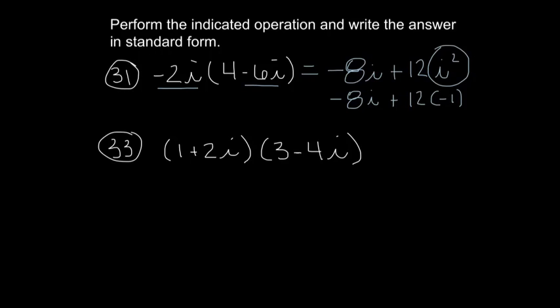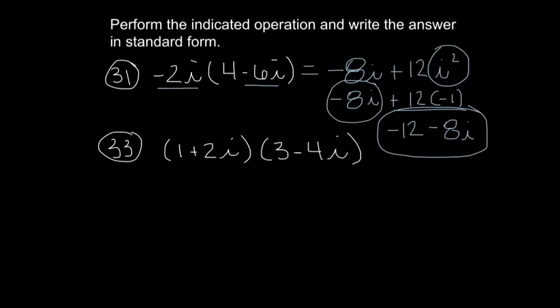If I clean this up a little bit and put it in standard form, that means the real part should come first, so that 12 times negative 1, which is negative 12, I'll write first, and then I still have the minus 8i, which I have to bring along. So my answer is negative 12 minus 8i.